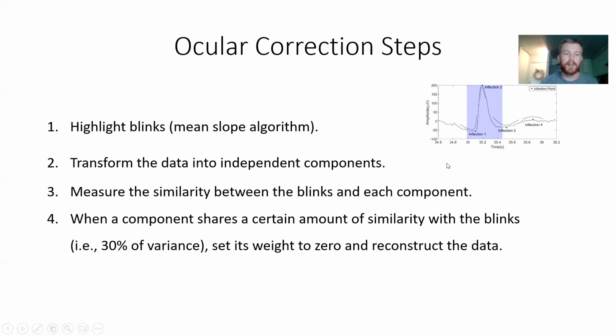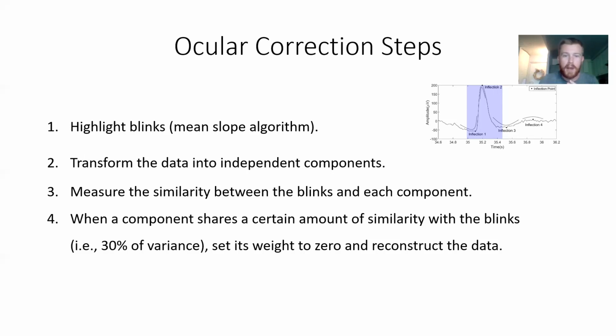Okay, and by similarity, we're just going to choose some measure. In this case, it's the shared variance between two signals. So we're going to have some measure of similarity, and we're going to apply that for every one of our components with the blinks that we've identified. And then we're going to set a certain threshold, and we're going to say when a component shares a certain similarity, in this case a percentage of variance, with the eye blinks that we already highlighted, then that component is a blink or an eye movement, and we're going to set its weight to 0. So now the component's weight is 0, and we're going to reconstruct the actual data.